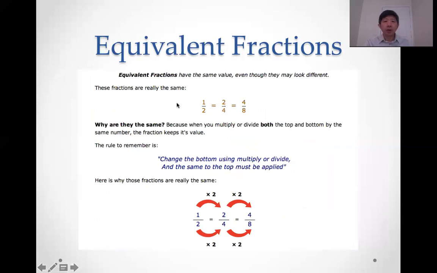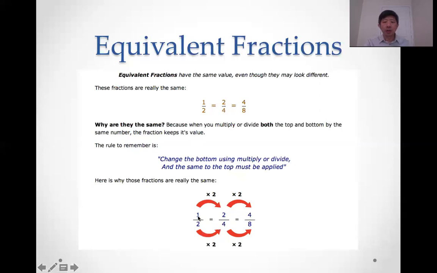Right, equivalent fractions have the same value. Now, equivalent fractions have the same value even though they may look different. These fractions are really the same. 1/2 equals 2/4 equals 4/8, right? Now why are they the same? Because when you multiply or divide both the top and bottom by the same number, the fraction keeps its value.